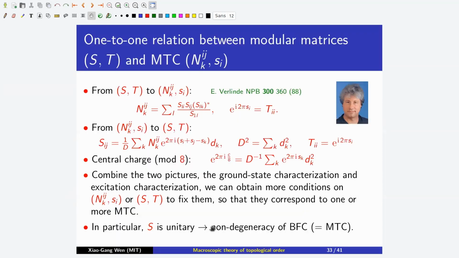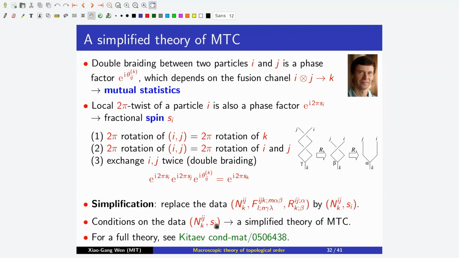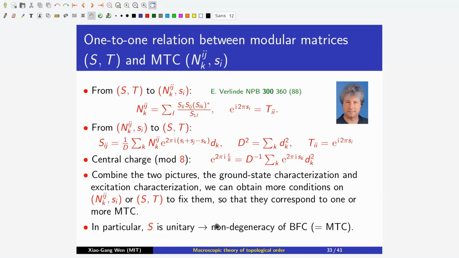This truncated data has a name: modular data. I'll try to explain. It is related to the ST matrix we studied before. Remember, we have a ground state. We can do the 90-degree rotation and do an overlap to extract the S matrix. We can do the shear deformation and do an overlap to get the T matrix. So from our ground state of the topological order, we have this ST matrix, which forms an SL2Z representation. Then we have this truncated data from the modular tensor category: a fusion ring and a spin of each particle. And there's an amazing relation by Verlinde, between the S matrix and N_ijk.